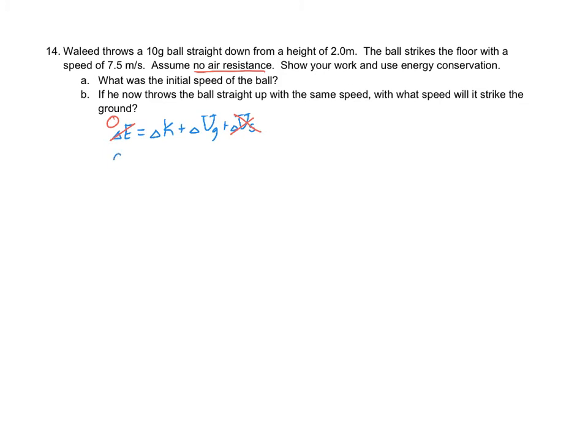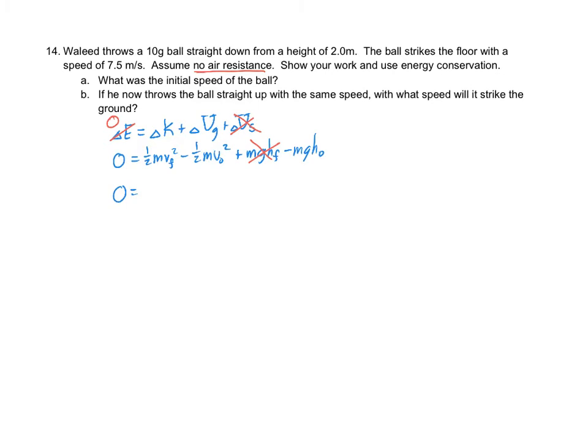So that leads us to 0 equals the change in kinetic energy, so that's 1/2 m v final squared minus 1/2 m v initial squared. And then we're going to add on the change in gravitational potential energy, which is m g h final minus m g h initial. And so we should be able to put some of these numbers in. We do know that the final height is 0, so that one's going to go away. But otherwise, we can put numbers in.